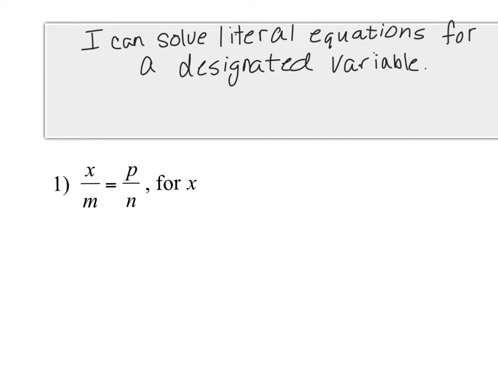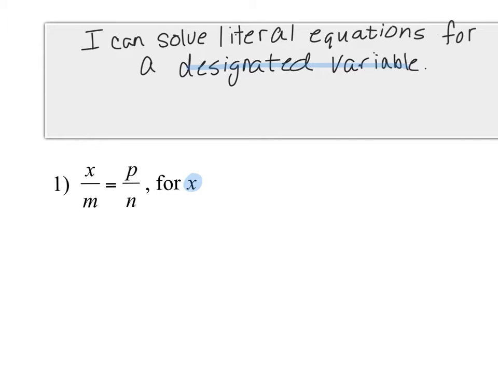Remember, a literal equation is just the big kid word for an equation that's got a whole bunch of variables in it. At least 2, usually more though. And solving it for a designated variable means that we're just literally going to rearrange it to get whatever the designated variable is isolated. So in this particular case, it says to solve for x. So this is our designated variable because it's asking us to rearrange the formula so that x is by itself.